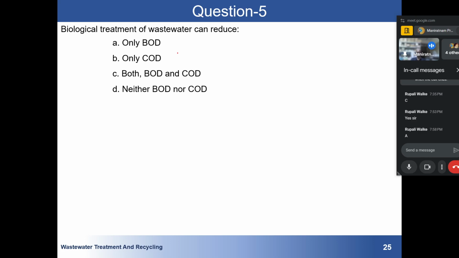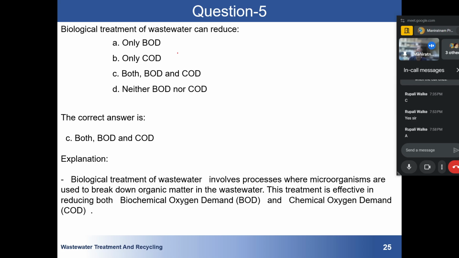There is one general procedure by which DO, that is dissolved oxygen, is measured, and depending upon the dissolved oxygen, we can calculate the BOD and COD. I will go through the options one by one. The correct answer is both, that is BOD and COD.